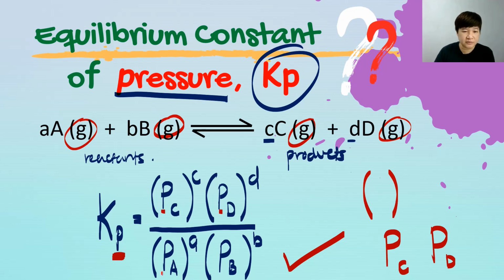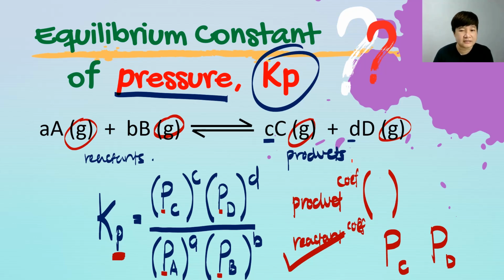But the general concept is still the same, which is your product to the power of its coefficient over the reactant to the power of its coefficient. Alright, so the general formula is still the same. We are still taking product over reactant.